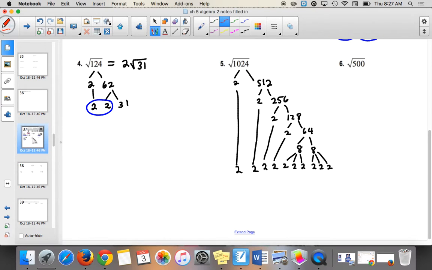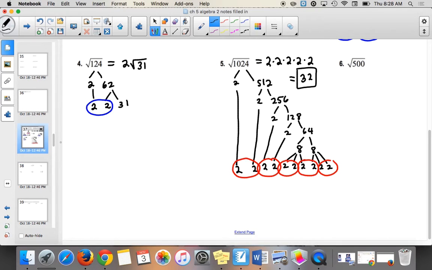So if I have 10 2's, how many pairs of 2's do I have? Yeah, I have 5 pairs. So I'm going to have 2 to the 5th out front. So 2 times 2 times 2 times 2 times 2. So what is 2 to the 5th? 32, exactly. So the square root of 1024 is 32.